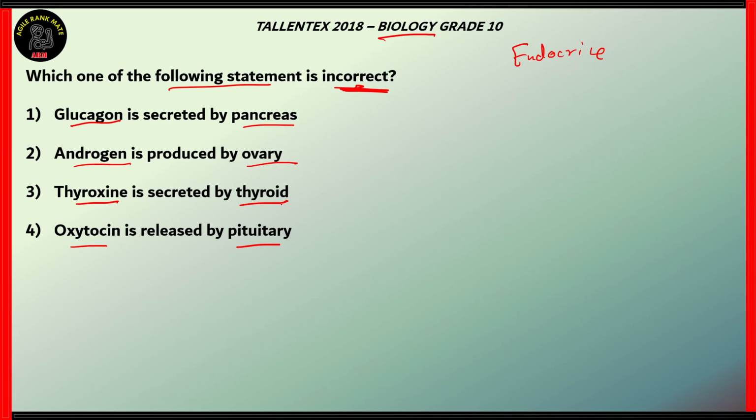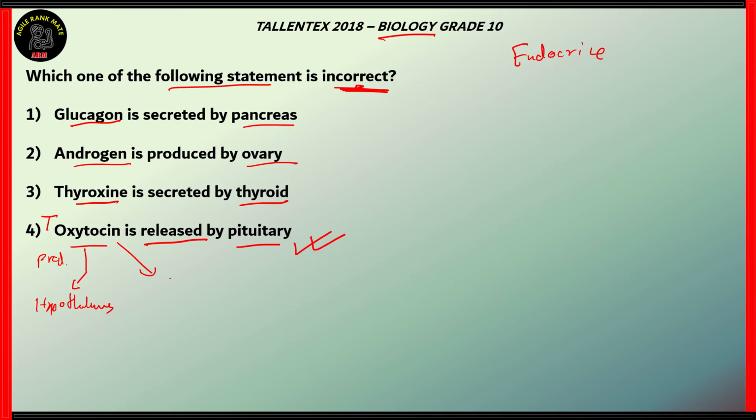Now, which of these is incorrect? Now, oxytocin, the hormone, is produced by the hypothalamus. But the statement is it's released by the pituitary gland, which is actually true because the hypothalamic hormones are released by the posterior pituitary gland. So oxytocin released by the pituitary gland is actually a true statement.